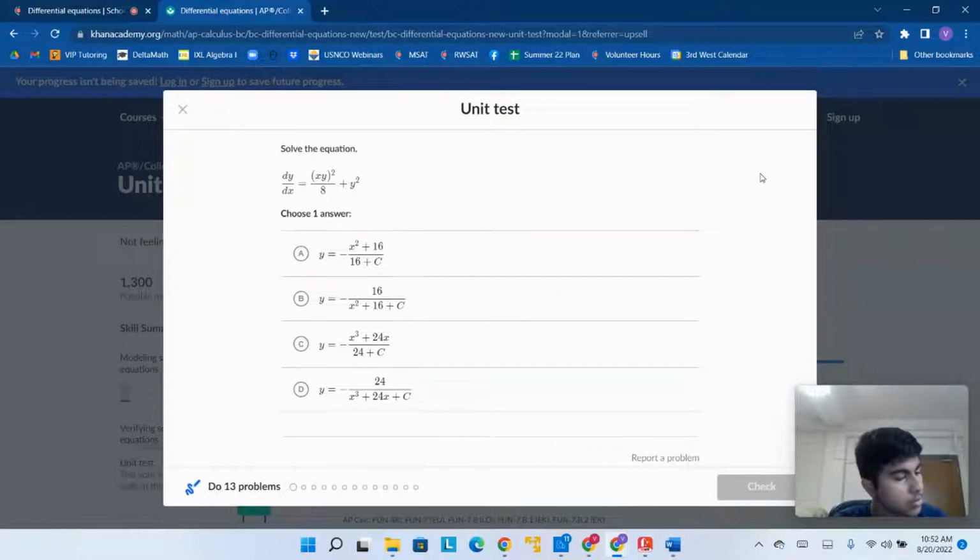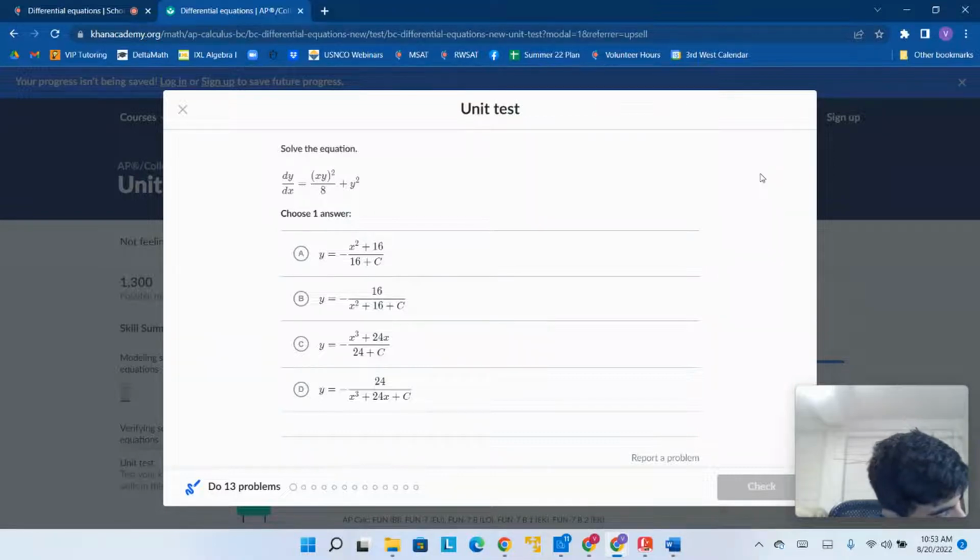Well, let's see. If we want to separate out the y variable from the x variable, we see that we can divide both sides by y squared. So we have dy/dx equals xy squared over 8 plus y squared. And now we're going to divide both sides by y squared, and we'll multiply both sides by dx as well. So multiply both sides by dx, divide both sides by y squared.